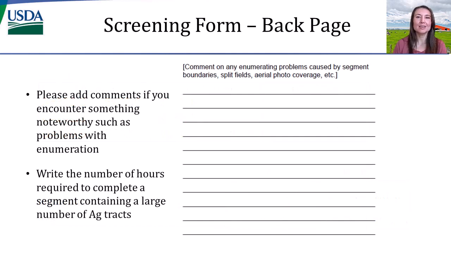Please add comments if you encounter something noteworthy, such as problems with enumeration. For example, if a new segment is difficult to enumerate in that a river divides it, has an odd boundary, or has a lot of ag tracts in it, leave helpful comments so the regional field office can further evaluate the segment in the future. These comments can also be entered into CAPI when reviewing the segment level summary. Also, be sure to write down the number of hours required to complete enumeration on these difficult segments as well.